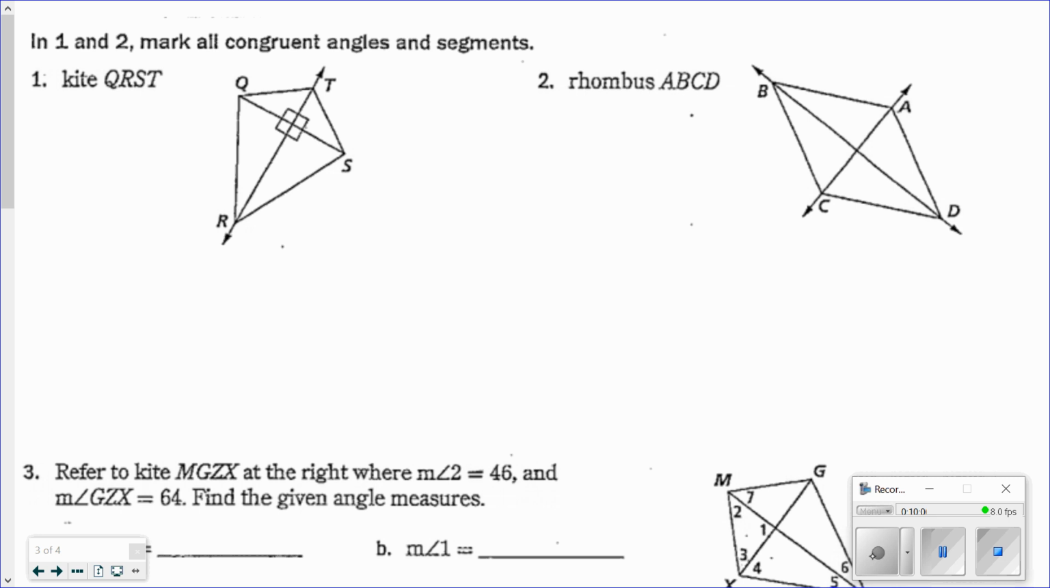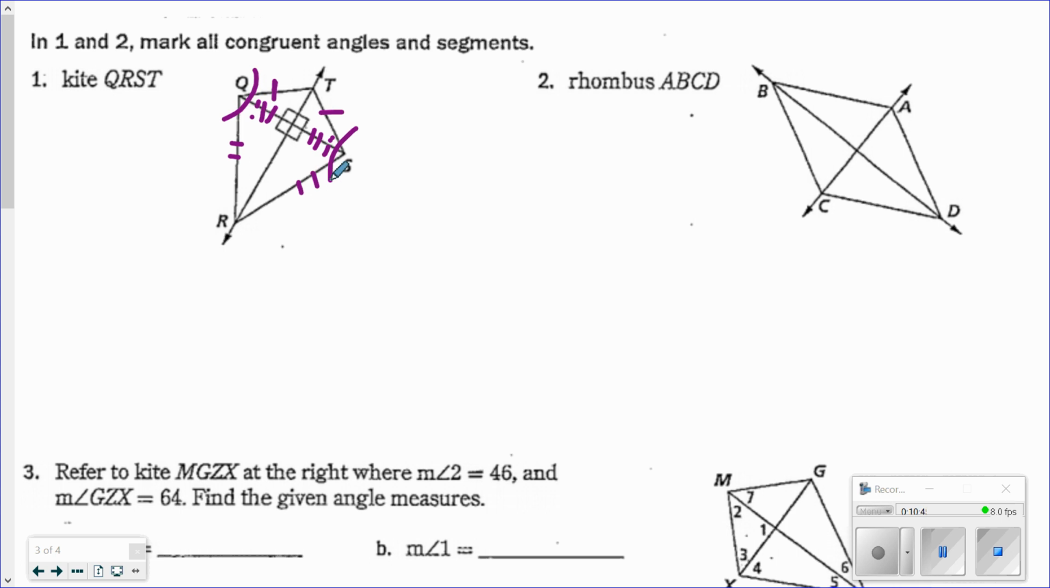In 1 and 2, mark all the congruent angles and segments. So our first example here, we have a kite. So we know by definition that the consecutive segments are congruent. So this side and this side are the same length. And we also know that this side and this side are the same length. We have our diagonals here, and we know that this diagonal is bisected, or cut in half, by the longer diagonal. And the last thing we know is that angle Q is the same measure as angle S.